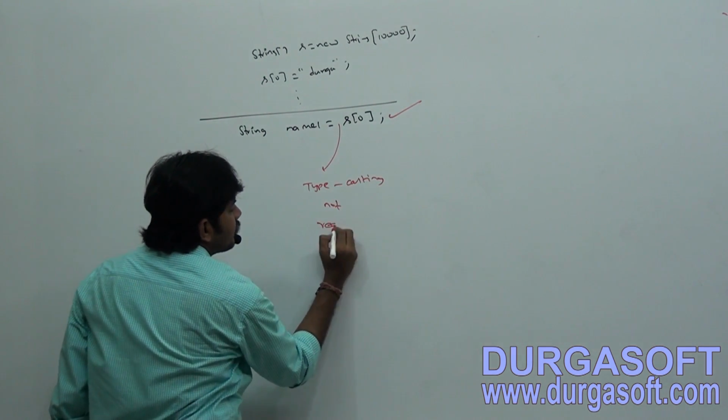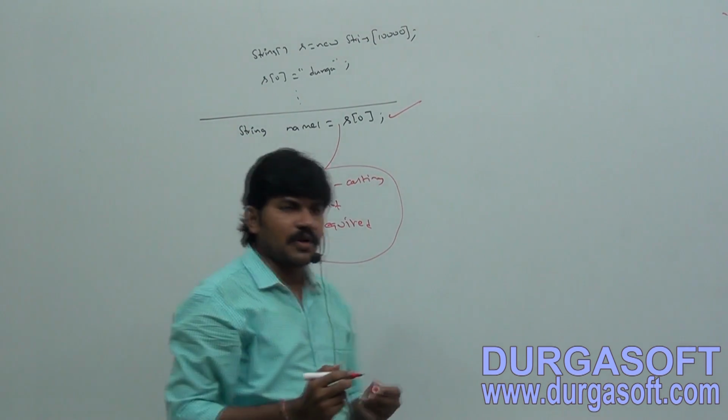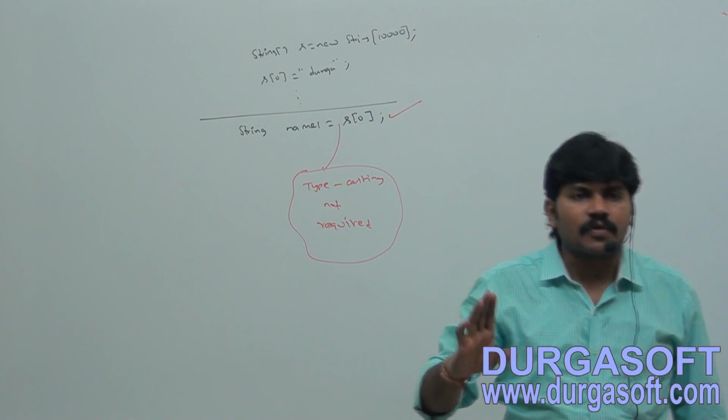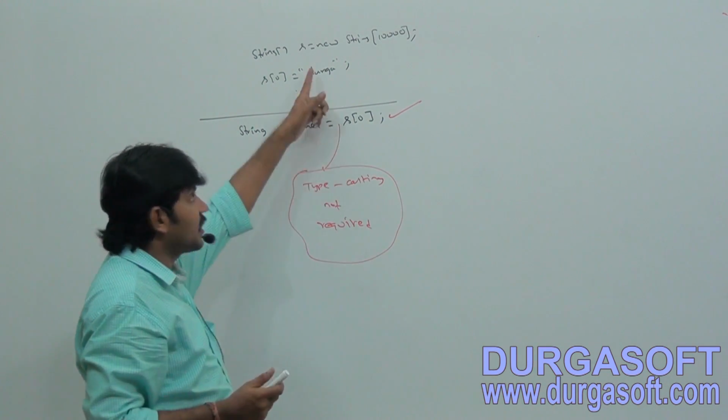Typecasting not required. In the case of arrays, at the time of retrieval, we are not required to perform typecasting because there is a guarantee for the type of elements present in the array.